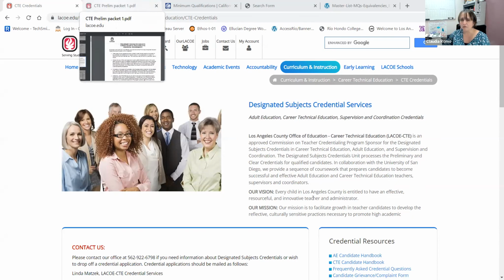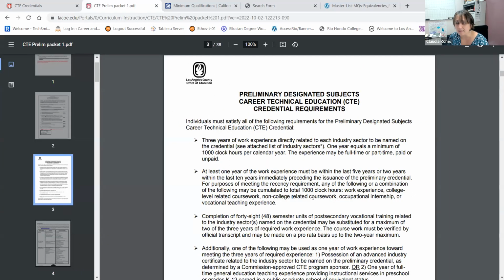Okay, so in everything, as you can see, you're going to have to read. There's a lot of information that you have to really understand to make sure that you meet those qualifications and that you are able to provide the correct supporting documentation so your application isn't turned away because you're missing information. And so same thing, LACOE will provide you with all the information you need. They have a support team that works directly with individuals pursuing the designated subject credential. That is what they're there for.